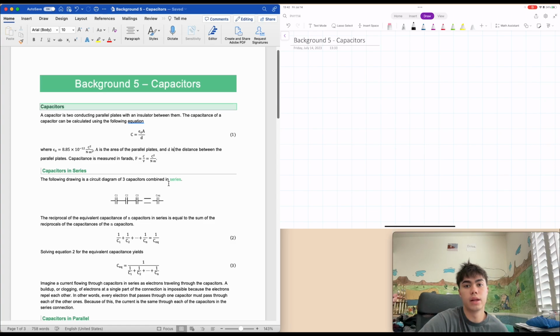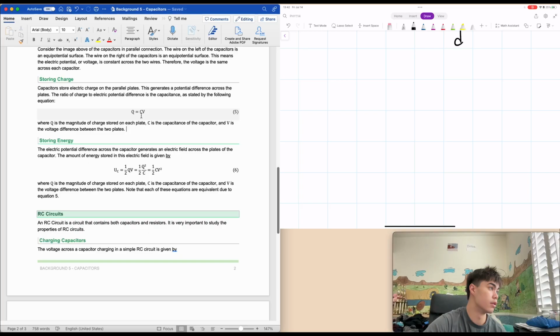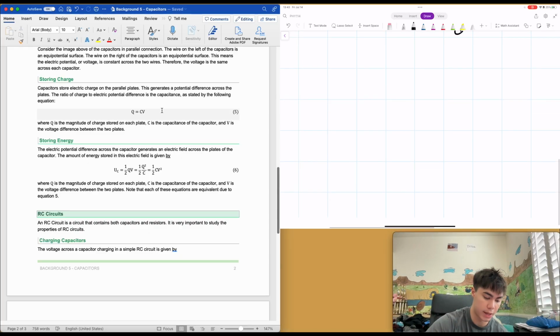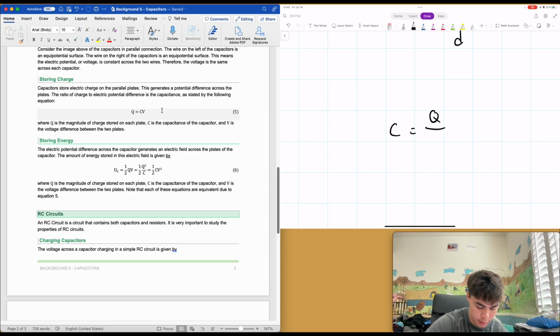Hey guys, so today I'm going to go over capacitors. Capacitance is defined as the ratio between the charge and the electric potential between two conductors. That might sound a little bit silly. I'm saying capacitance is the ratio between the charge and the electric potential between two conductors.